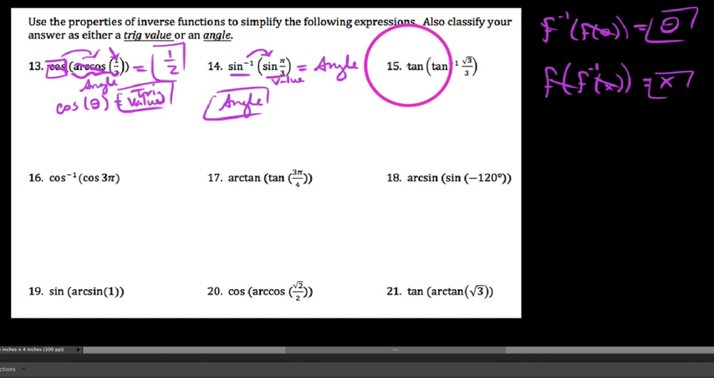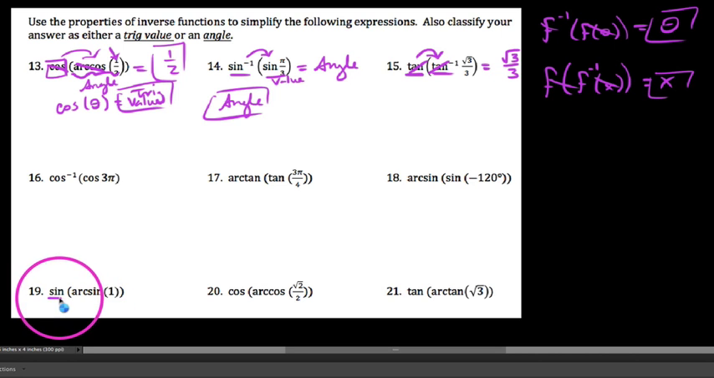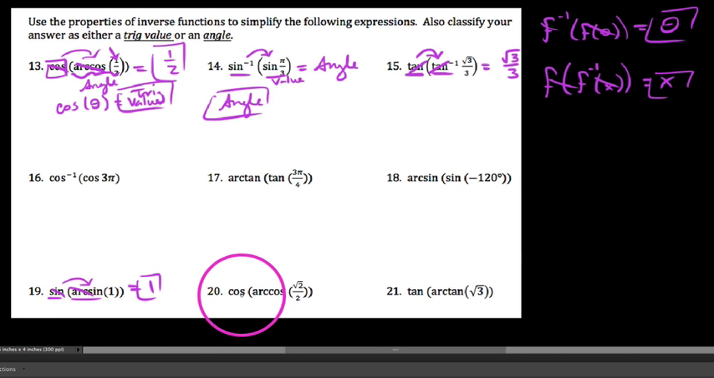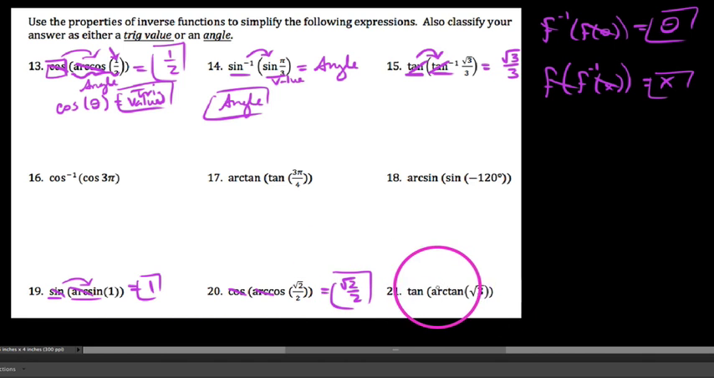But say something like number 15. I notice I'm taking the tangent, which is a normal trig function, of the tangent inverse. Because we're taking the normal trig function of the angle, or the tangent inverse, these should just cancel out and we'll get left with root 3 over 3. I hate to spoil the surprise, but anytime we take a normal trig function of its inverse, like the sine of the arcsine, where they're inverses, we're going to get cancellation. We should just get 1. As a matter of fact, cosine of arccosine, we're just going to get root 2 over 2 because they're inverses. And tangent of arctangent, of course, you get just root 3.